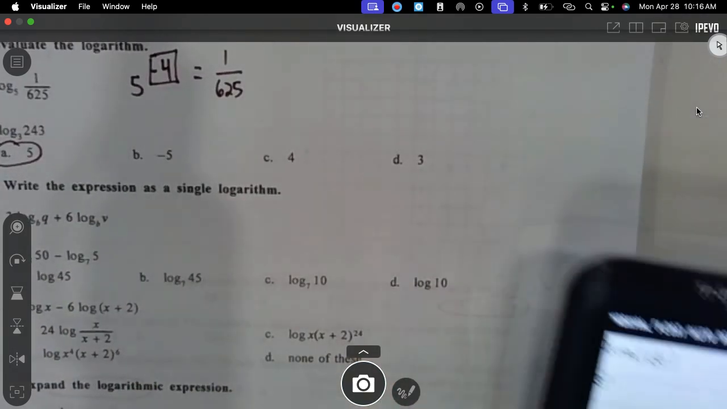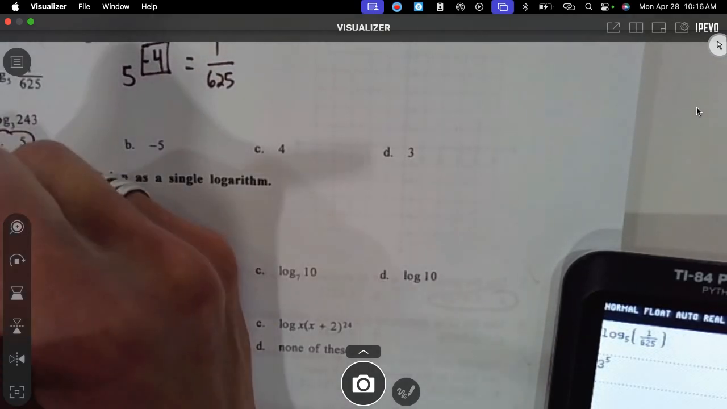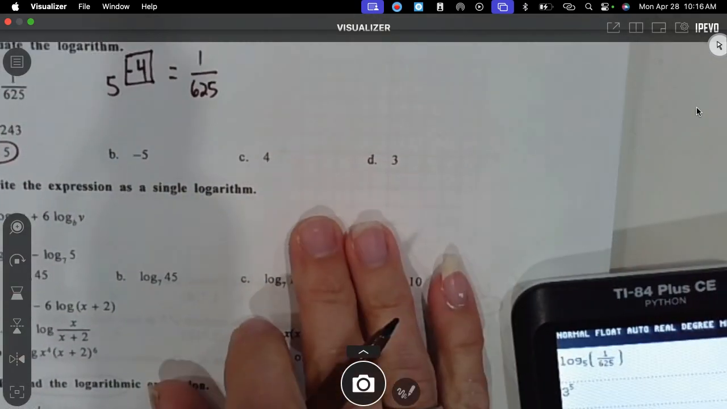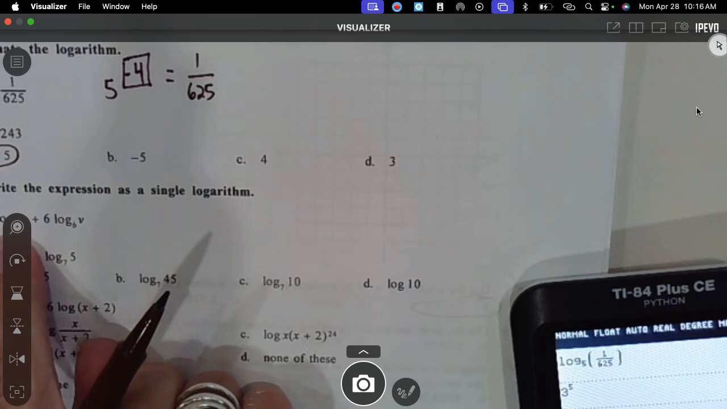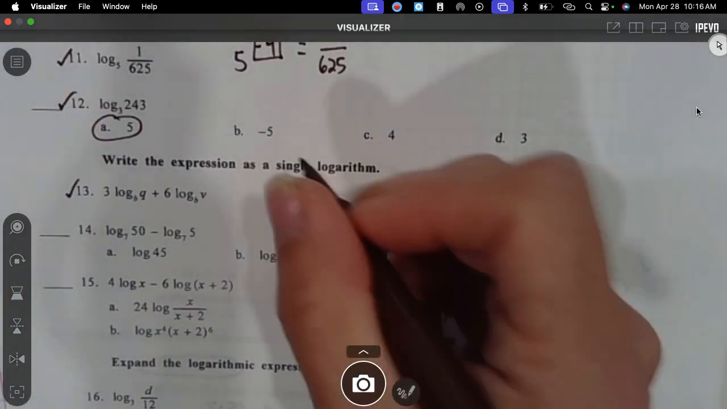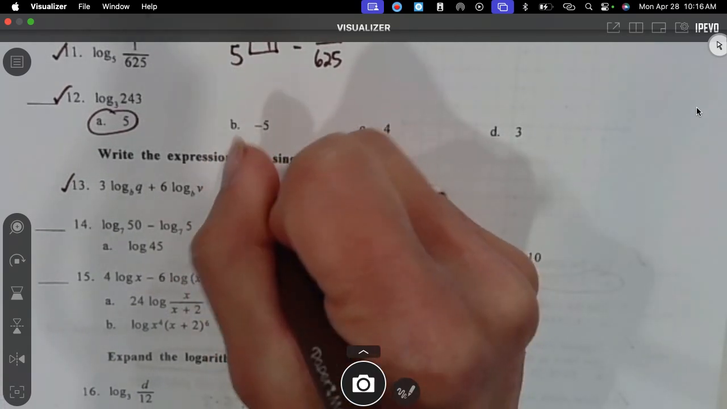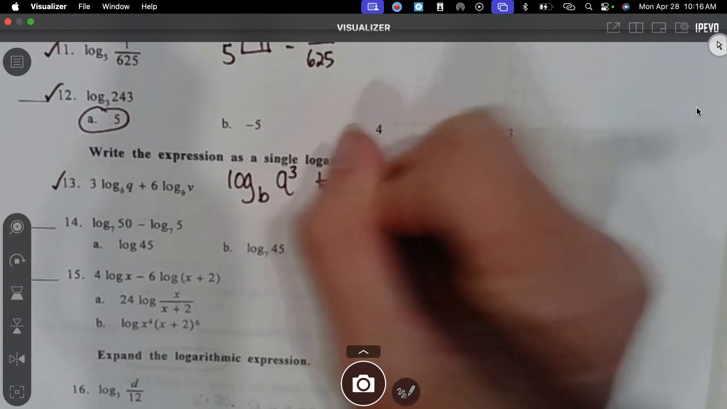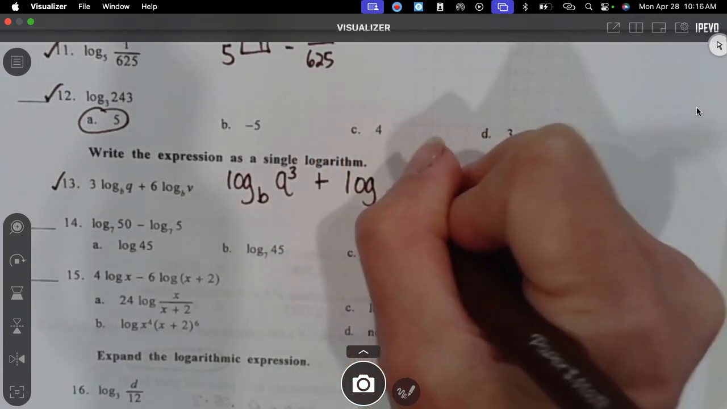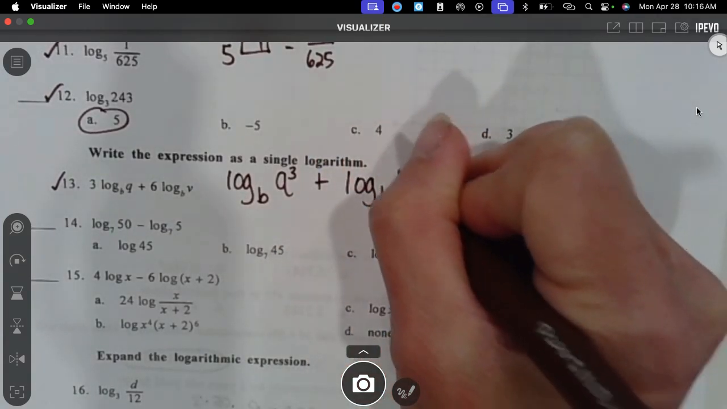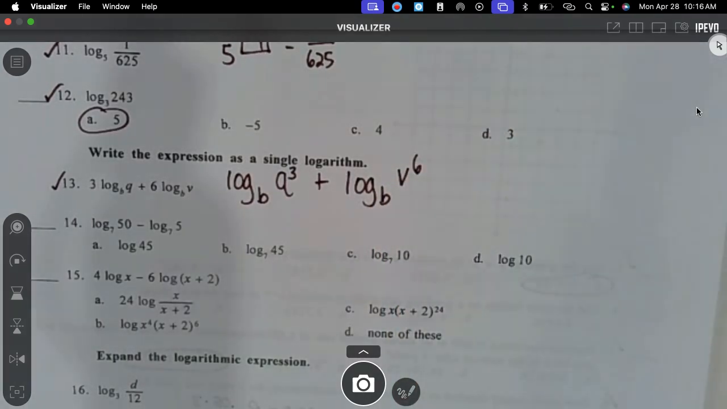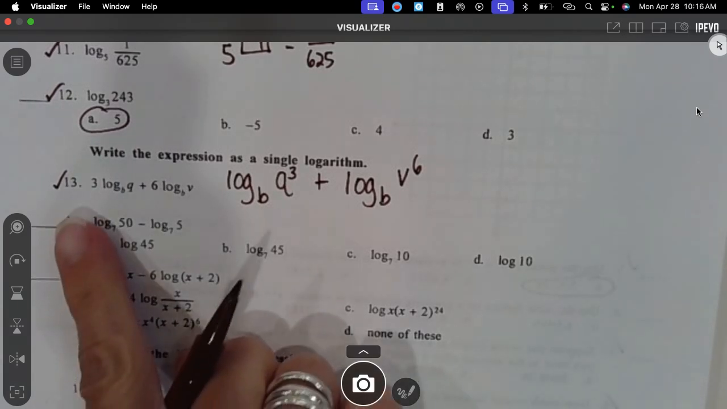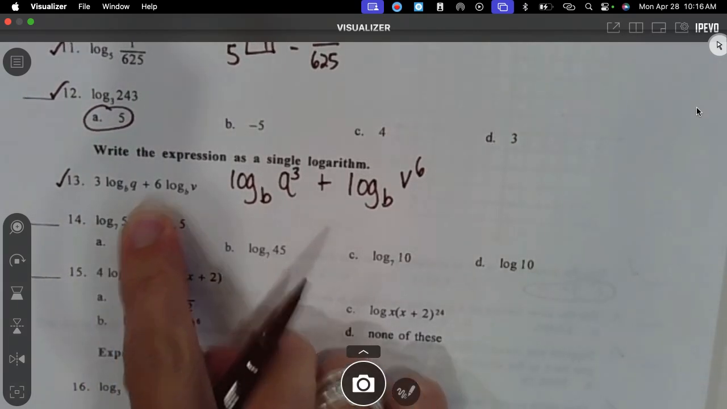Okay? Number 13, it says, all right, write this as a single logarithm. So what do I do first? Oh, y'all can't see it. Log base b of q to the 3rd plus log base b of v to the 6th. That's okay if you do that one step, just rewriting the problem. What did I do with those numbers out front? Oh, I see. I made them exponents.